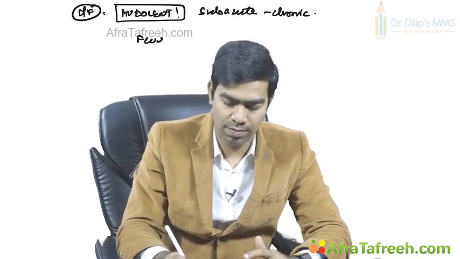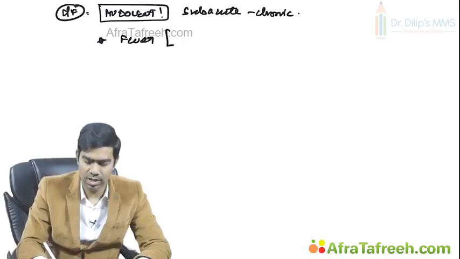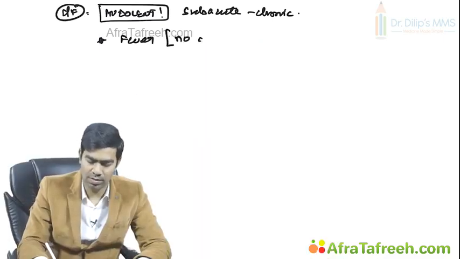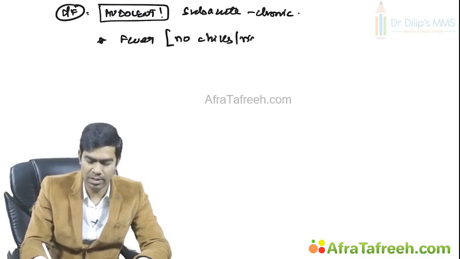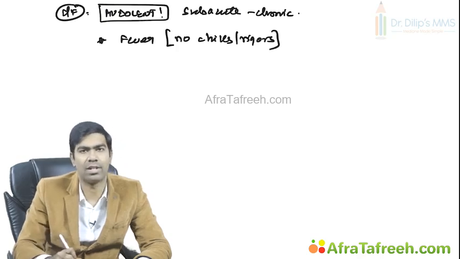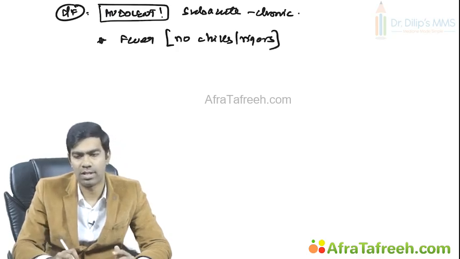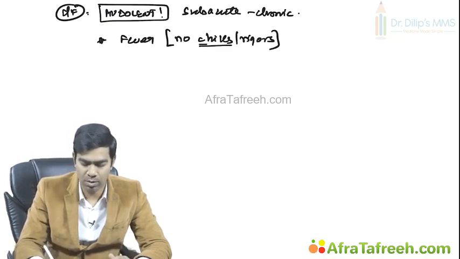So first one, fever. Fever is a very important clinical feature and tends to be associated with no chills and rigors. Because whenever you study about the abscess anywhere in the body, they tend to produce chills and rigors, but this does not produce chills and rigors. The degree of fever may be low to moderate to high grade, but there will be no chills and rigors.